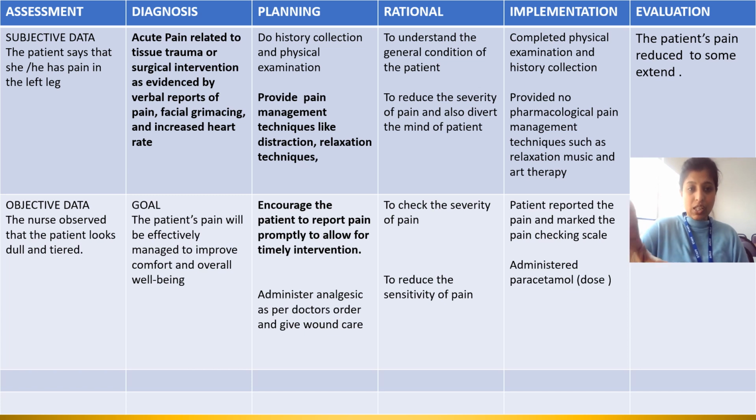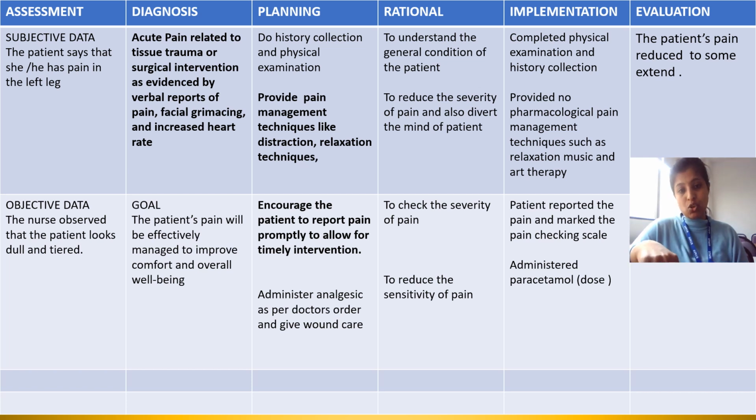Okay, so this is a general care plan and you can use it in almost all pain conditions. While writing a care plan, you all know that there will be some sections: assessment, diagnosis, planning, rationale, implementation, evaluation. So make the columns like this: assessment, diagnosis, planning, rationale, implementation, and evaluation.